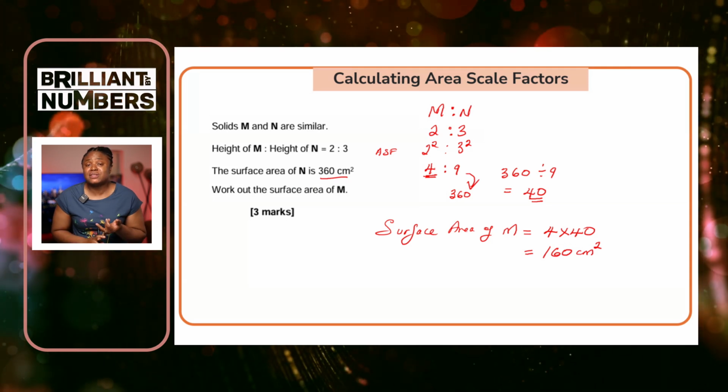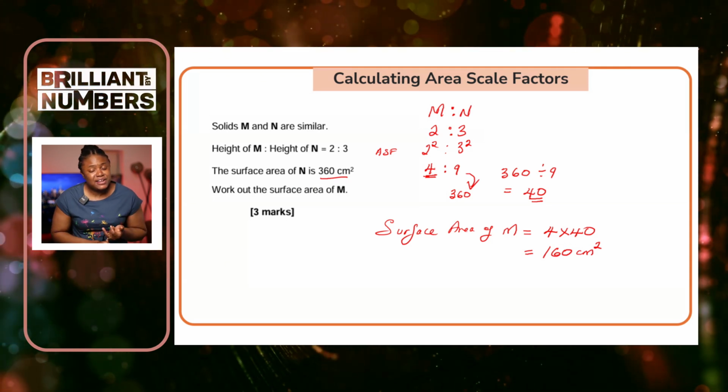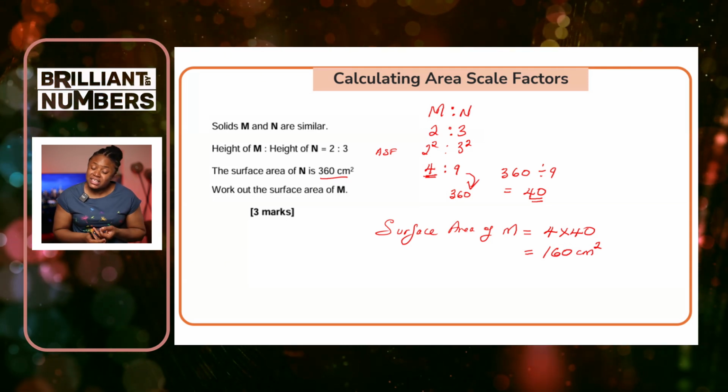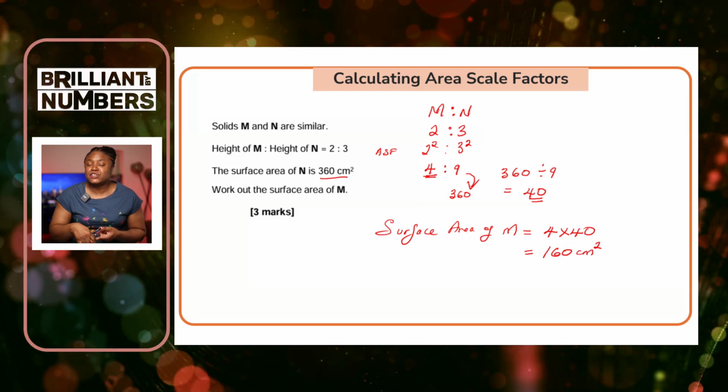So once you know how to find your linear, you can find your area by squaring your linear. If you know your area, you need to do the inverse, which is the square root. So you do the square root of that.